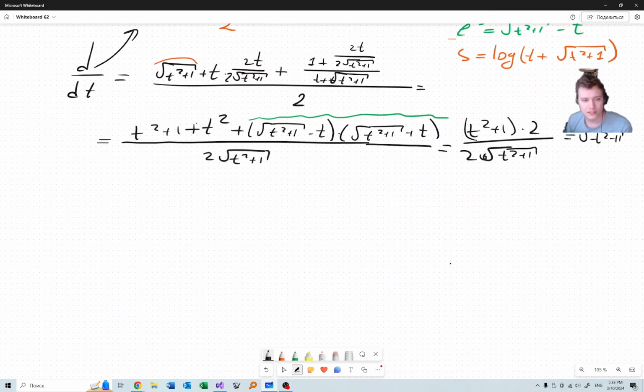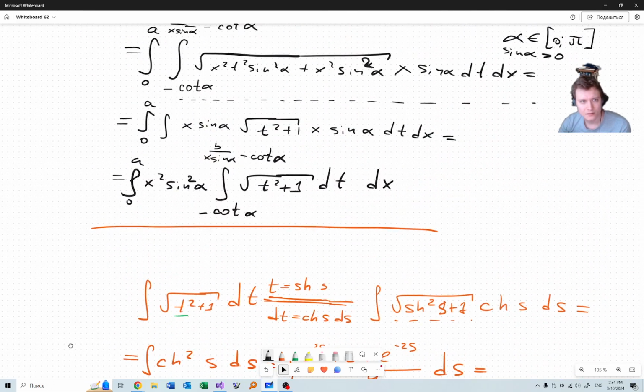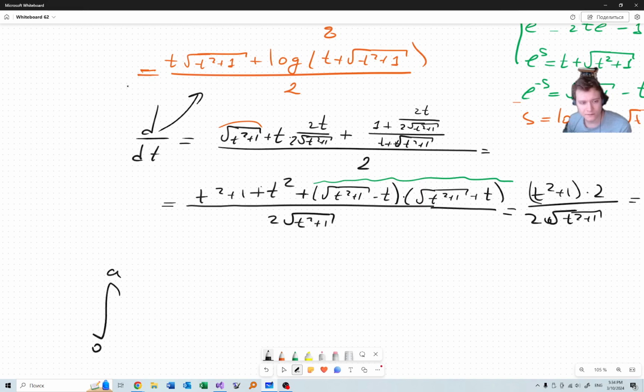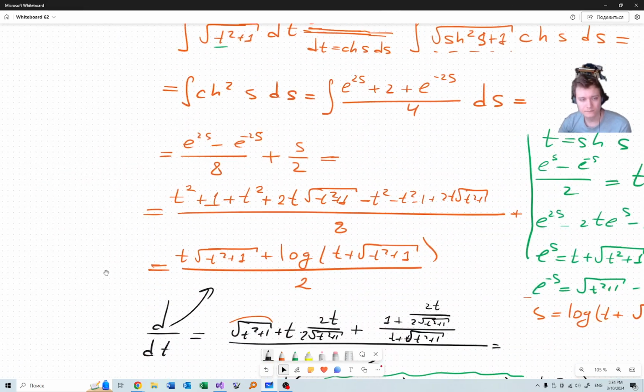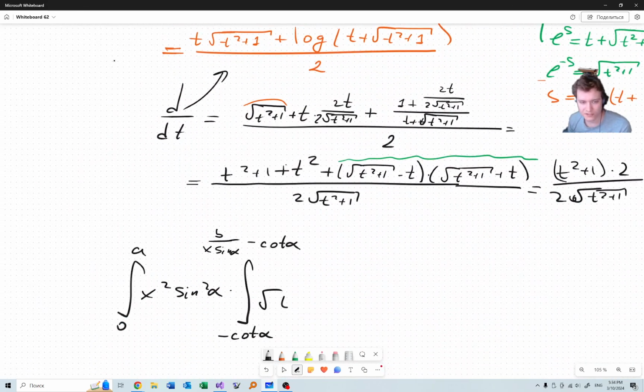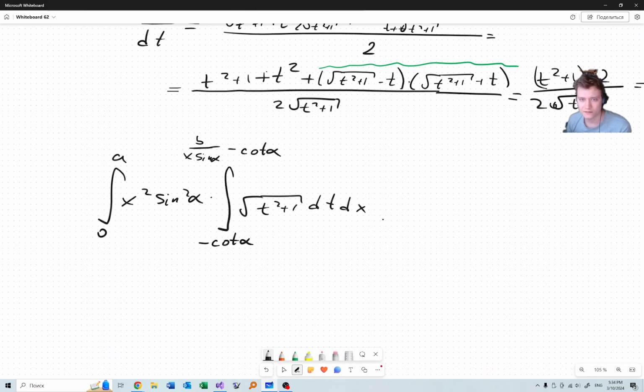So now let's rewrite what I had. I had from 0 to a integral of x squared sine squared alpha times integral from minus cotangent alpha to b over x sine alpha minus cotangent of alpha of square root of t squared plus 1 dt dx. Great.